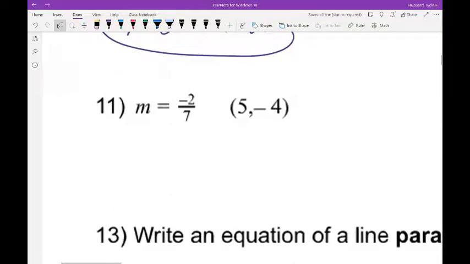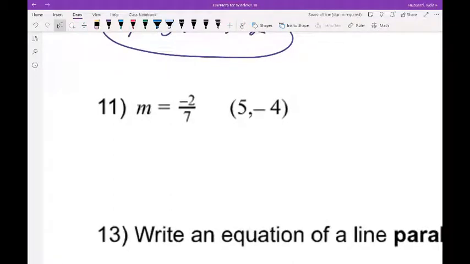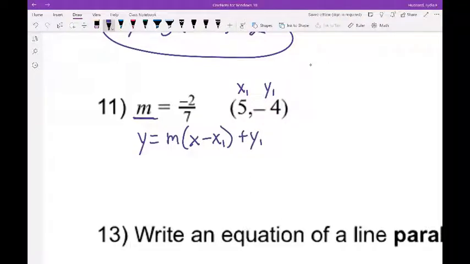Okay, so this one's nice. We don't have to hunt for a point. We're already given a point. We already know that this should be x1, y1. And we already know what our slope is, so we can go ahead and plug it into that equation. This is a really, really great equation to know. Very important for us to know this equation.